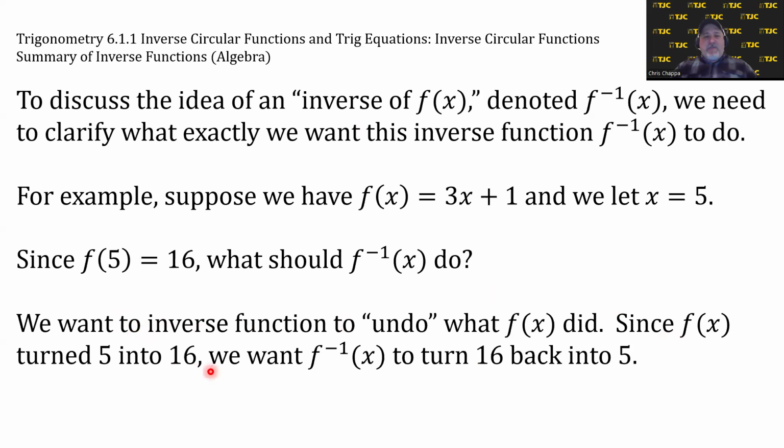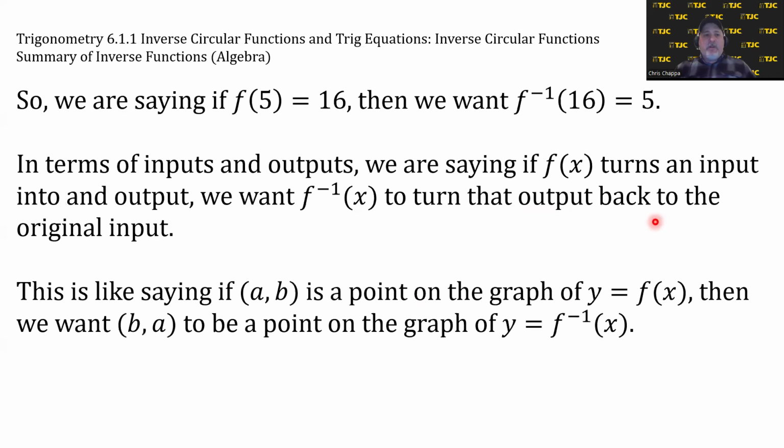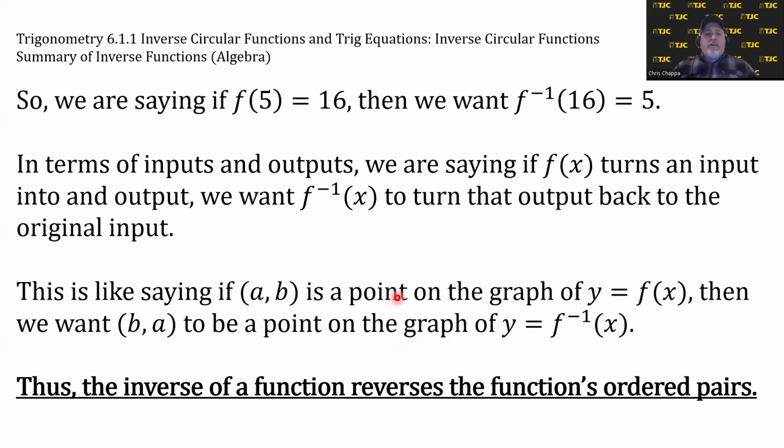And since f of x turned 5 into 16, we want f inverse of x to turn 16 back into 5. So we are saying if f of 5 equals 16, then we want f inverse of 16 to equal 5. In terms of inputs and outputs, we're saying that if f of x turns an input into an output, we want f inverse of x to turn that output back into the original input. This is like saying if a comma b is a point on the graph of y equals f of x, then we want b comma a to be a point on the graph of y equals f inverse of x. We want to undo what was done. Thus, the inverse of a function reverses the function's ordered pairs.